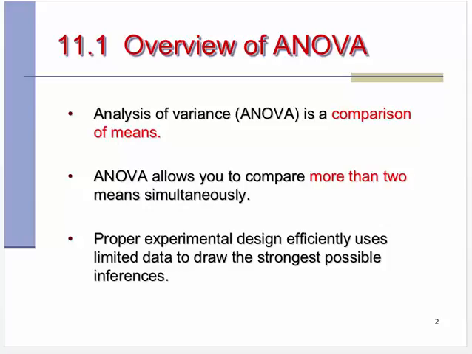What is ANOVA? ANOVA stands for Analysis of Variance. It is a comparison of means. Basically, ANOVA allows you to compare more than two means simultaneously, like three or more means. Proper experimental design efficiently uses limited data to draw the strongest possible inferences through ANOVA.